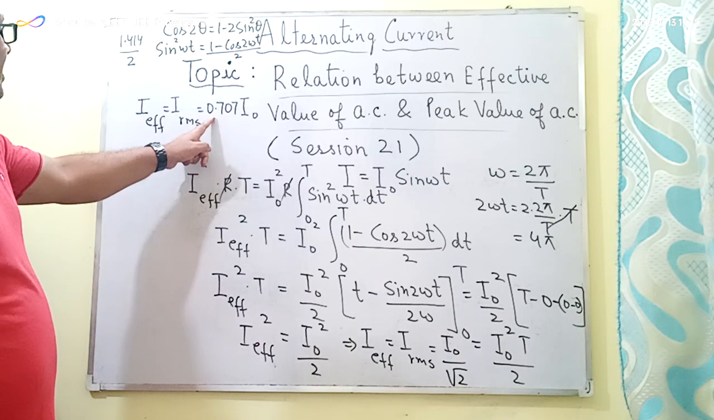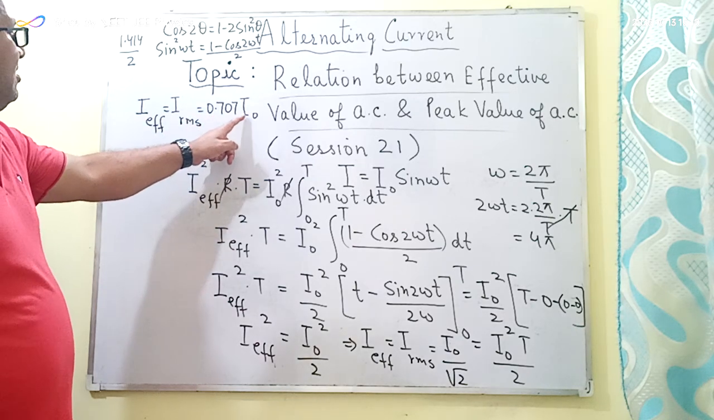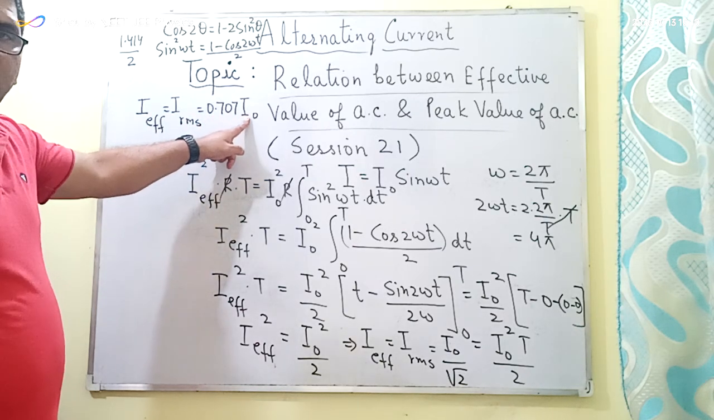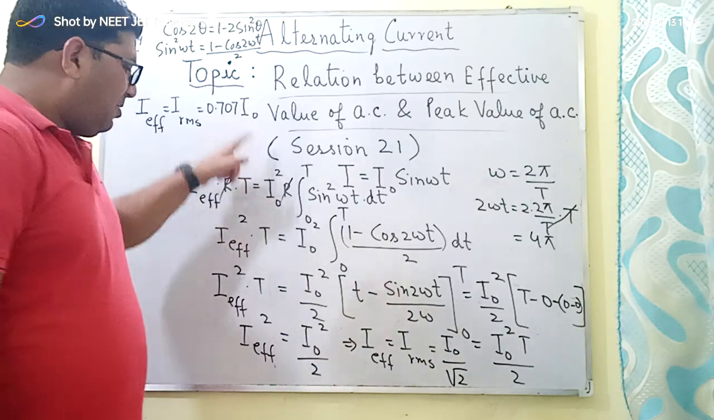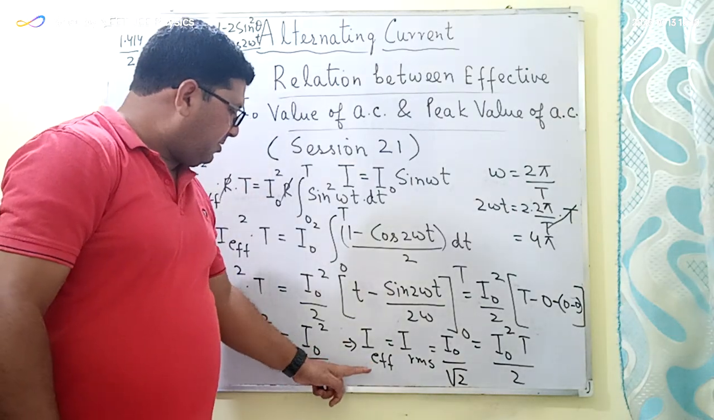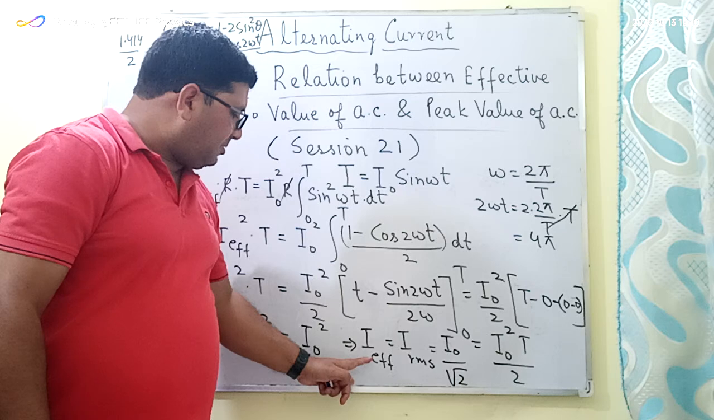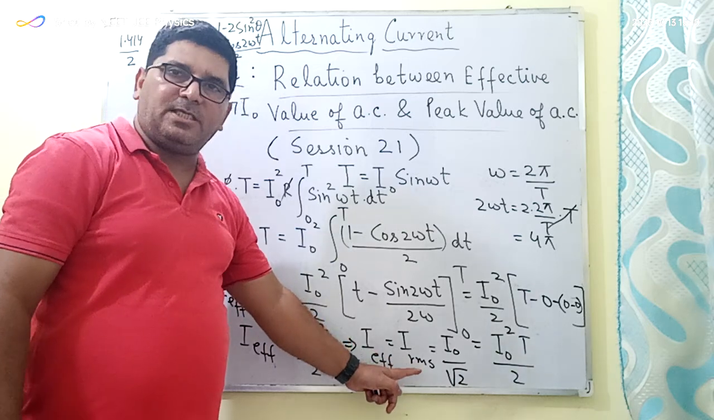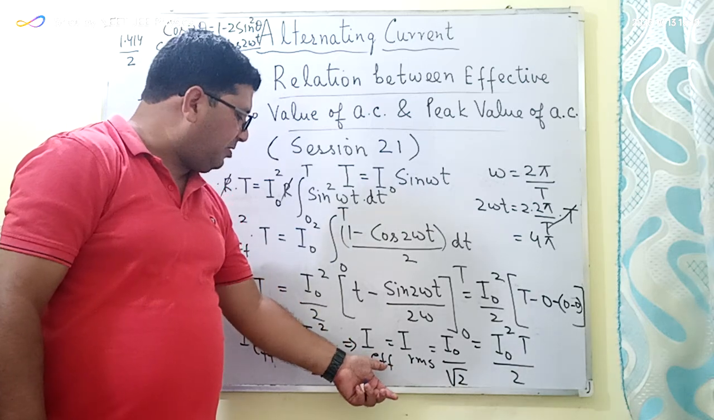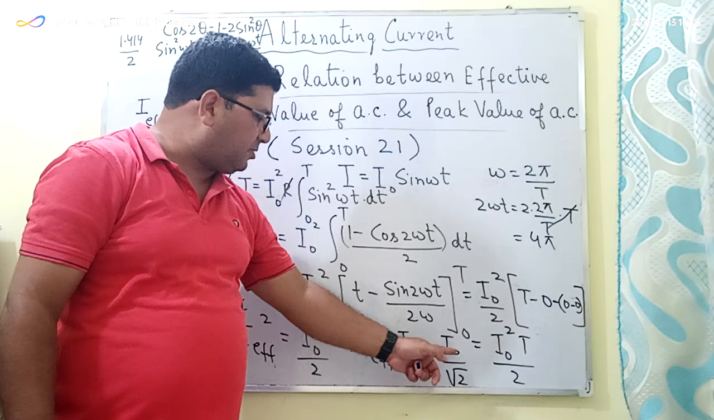So the effective value of the alternating current, or the RMS value of the alternating current, is equal to 0.707 multiplied by the peak value of the current, or it can also be written as I naught divided by root 2.